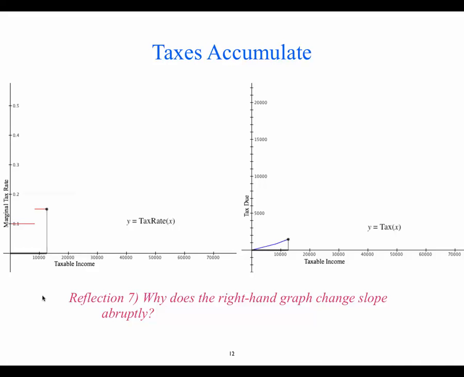Is it because the tax due is increasing? That's kind of the rationale you were working up there. Tax due is increasing even when there's not the abrupt change in slope. More taxes? So, Winona, why does the right-hand graph change slope abruptly?